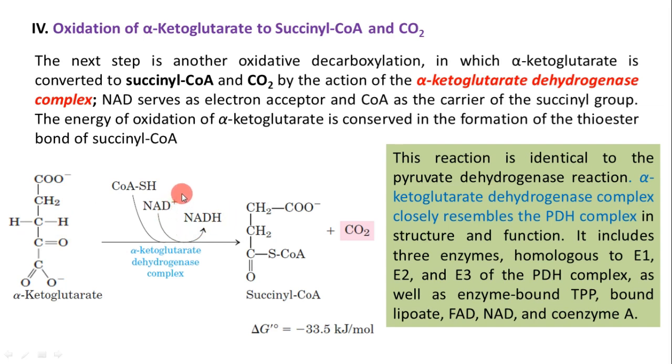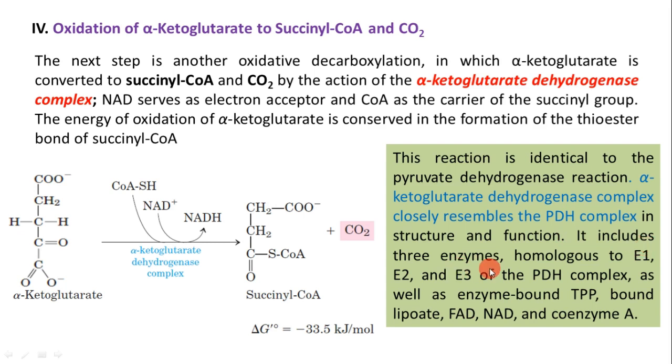This reaction, that is the oxidative decarboxylation of alpha ketoglutarate into succinyl coenzyme A, is very similar to the formation of acetyl coenzyme A from pyruvic acid that we already studied in detail. The formation of succinyl coenzyme A from alpha-ketoglutaric acid is very similar to the formation of acetyl coenzyme A from pyruvic acid by the enzyme pyruvate dehydrogenase complex. The alpha-ketoglutarate dehydrogenase complex enzyme very closely resembles the pyruvate dehydrogenase complex in structure as well as function.